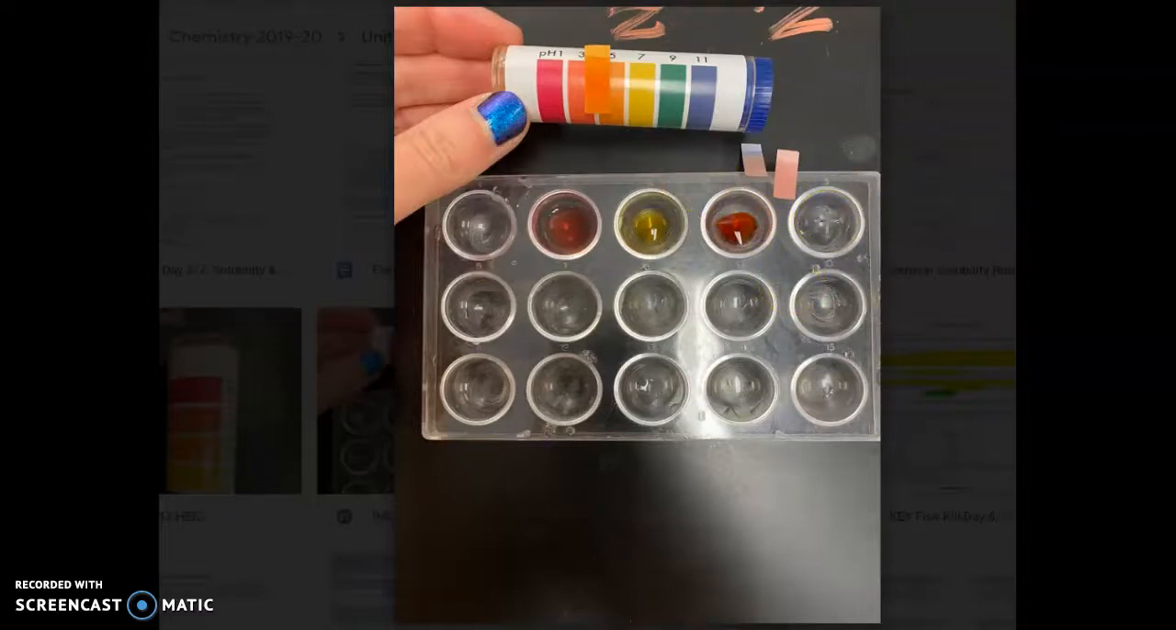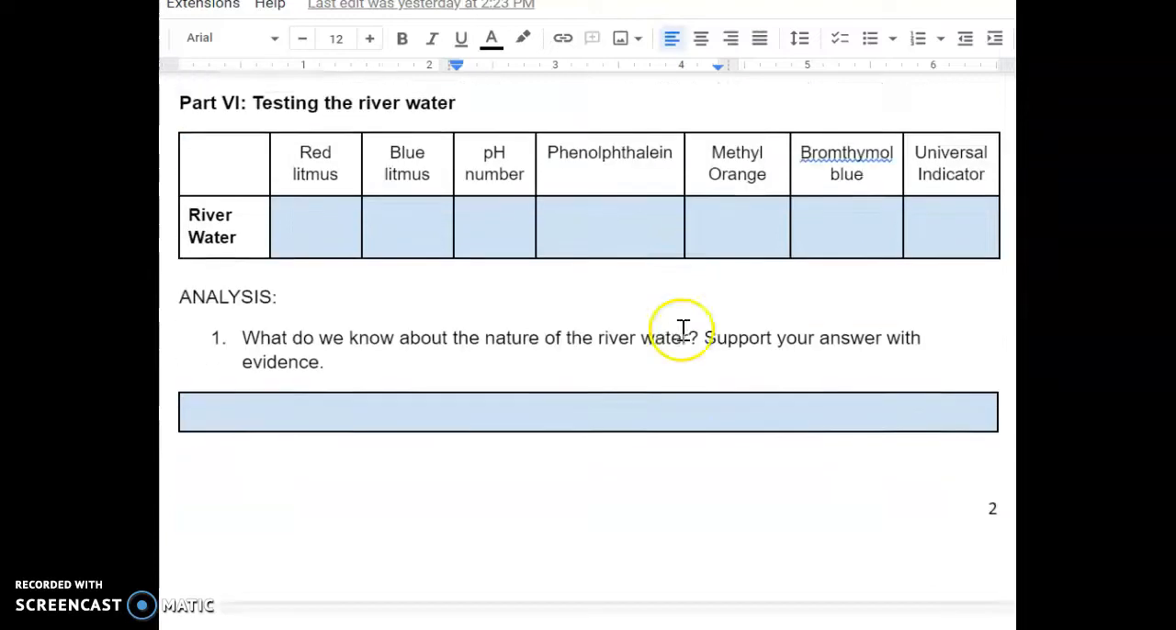Phenolphthalein had no reaction, so it's clear. Methyl orange was like a dark red. Bromthymol blue turned yellow, and universal indicator was about a 4.0 and turned red. So that's what we would record here.